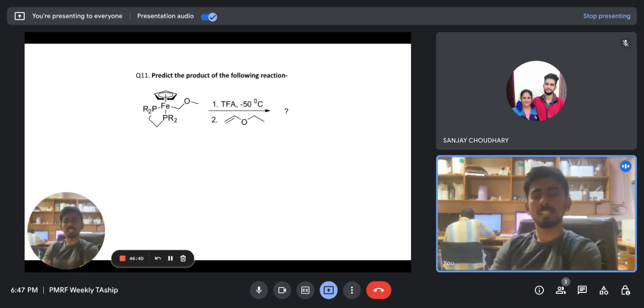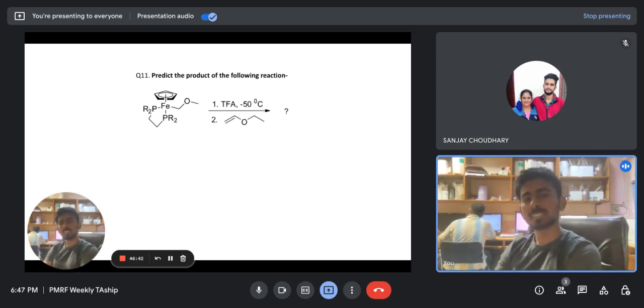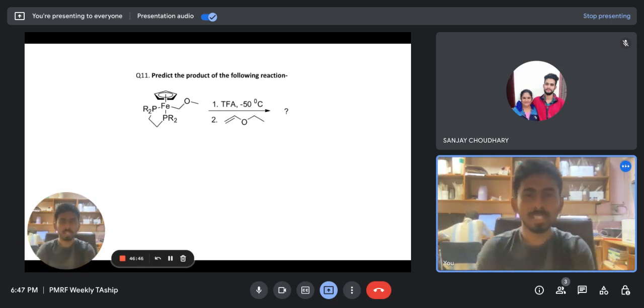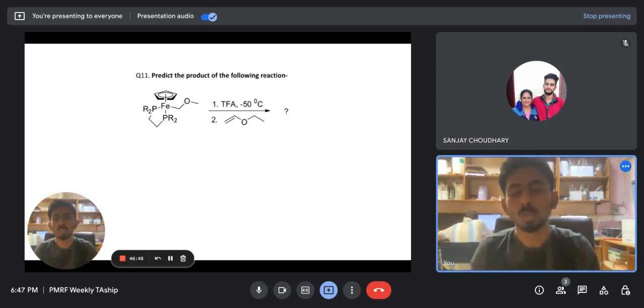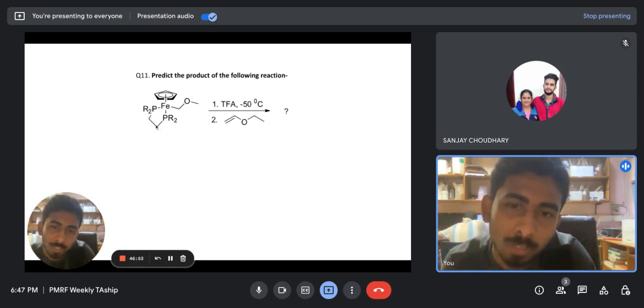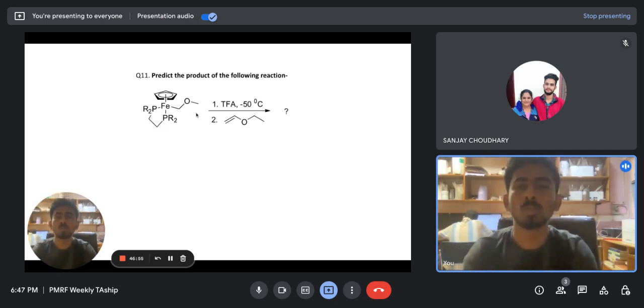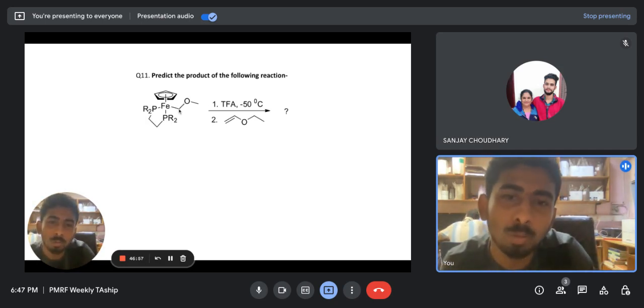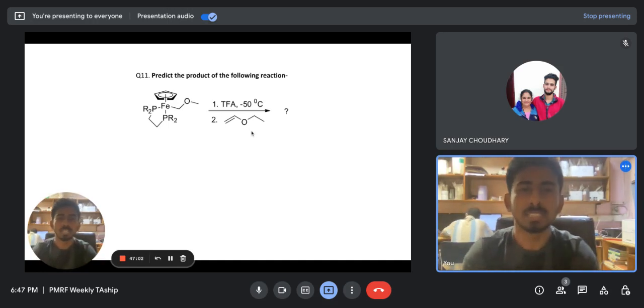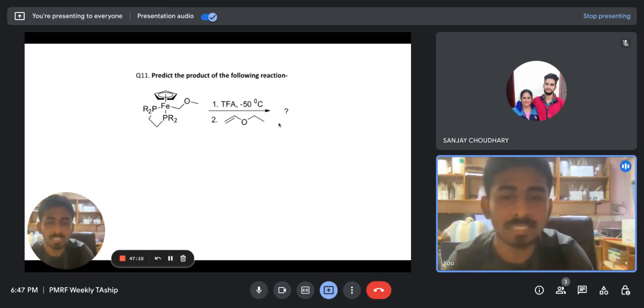This is the next reaction we will be discussing: predict the product of the following reaction. This Fe-Cp molecule is bound to a diphosphino ligand, 1,2-diphosphinoethane, and the carbon is bound to this CH2OMe, an ethereal moiety. It is treated with trifluoroacetic acid, TFA, at minus 50 degrees Celsius, and then treated with vinyl ethyl ether. What is the product?